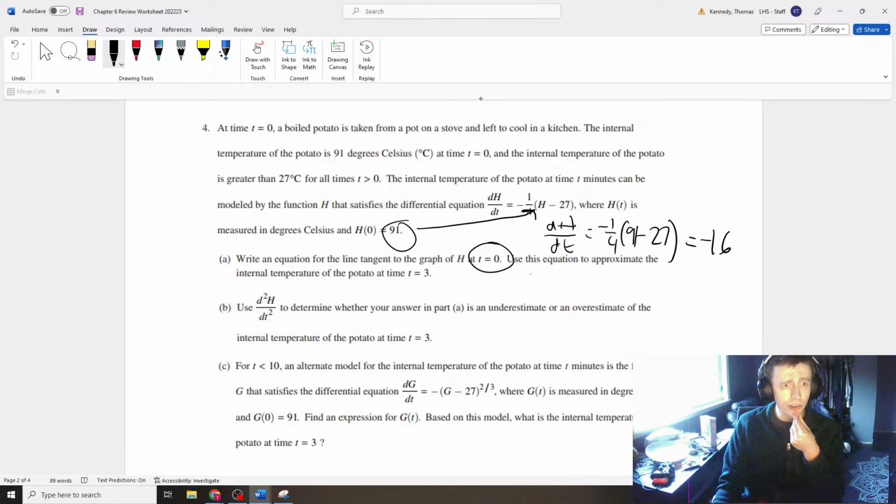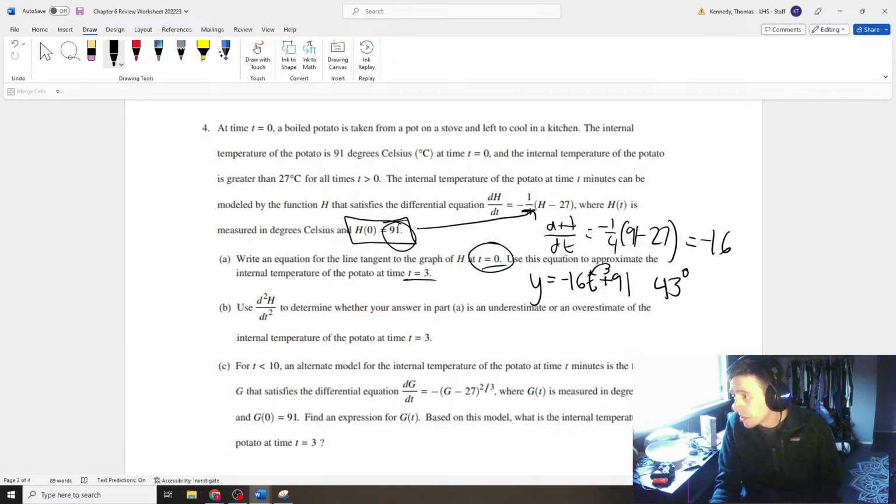And then you just do y equals negative 16t, because t is our variable, plus 91. Normally I do point-slope, but this is literally the y-intercept, so I'm just going to go straight to slope-intercept. And then you just chuck a 3 in here to get your approximation. Chuck a 3 in, you get negative 48 plus 91, which is 43 degrees. That was the right answer. Oh, sick.